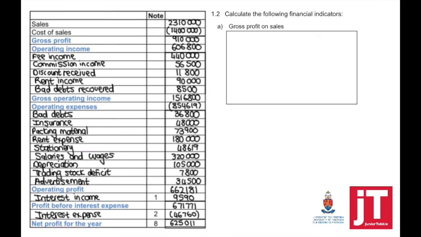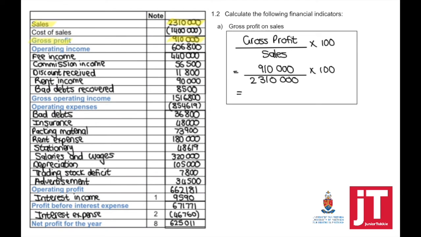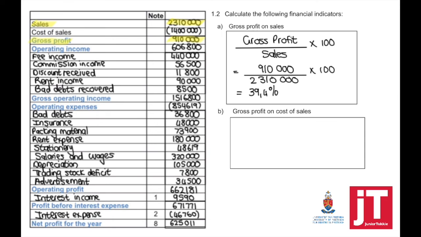So when we're looking at the profitability financial indicators, we're looking at our statement of comprehensive income. The first one that we want to calculate is our gross profit on sales. To calculate our gross profit on sales, we need to take our gross profit divided by sales, and we want the percentage. So it's always times 100, and your answer should be in percentage. So the gross profit on sales is 59.4%.